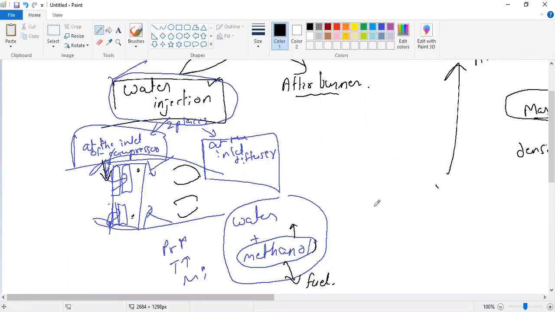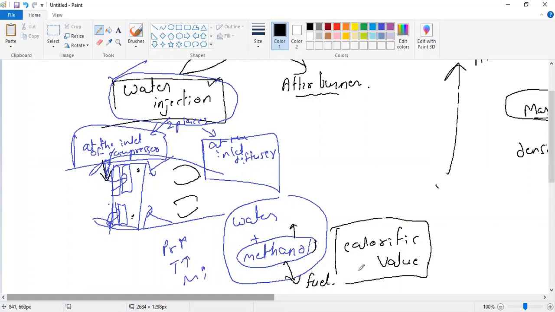Second disadvantage is the calorific value. What is calorific value? Piston engine you must have done, no? Where the teacher must have taught you what is 100 LL fuel, what is 120 LL fuel, what is 150 LL fuel. Have they taught you? Yes or no, beta? Have they taught you what is calorific value?